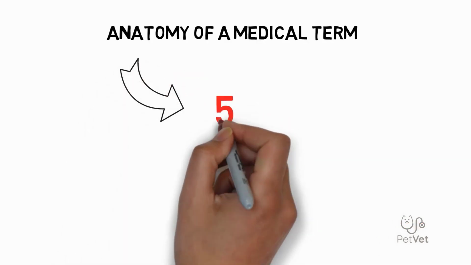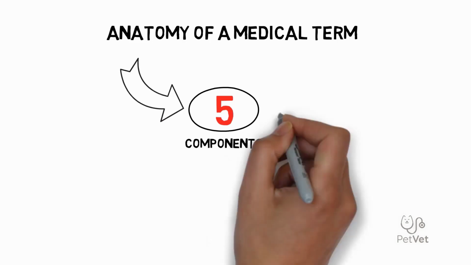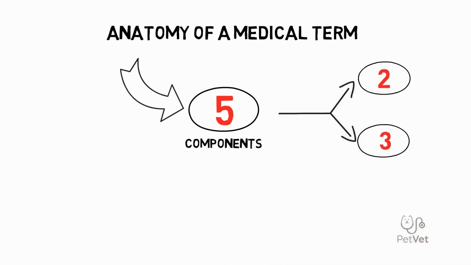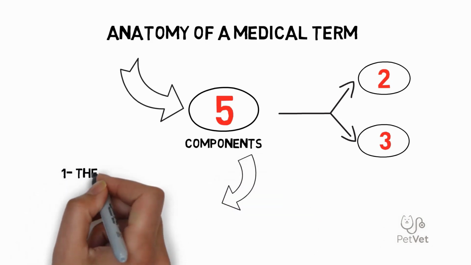There are 5 components to medical terms. Typically, a medical term will use 2 or 3 of these components. There is no rule that states how many parts a medical term must use. Your goal is to break down a medical term into its component parts, then define each part separately.